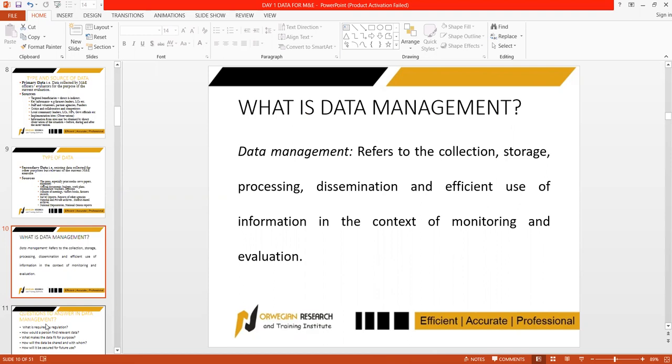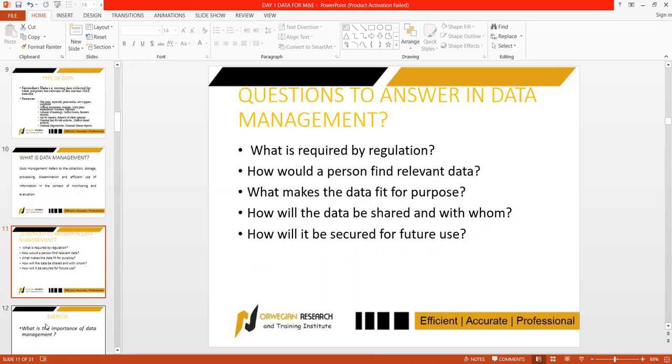And what is it that it involves? What are the questions that data management answers? Yes, that's what we want to discuss. What are the fundamental questions that data management is able to answer? Now look at number one. What is required by the regulation as far as that data is concerned?